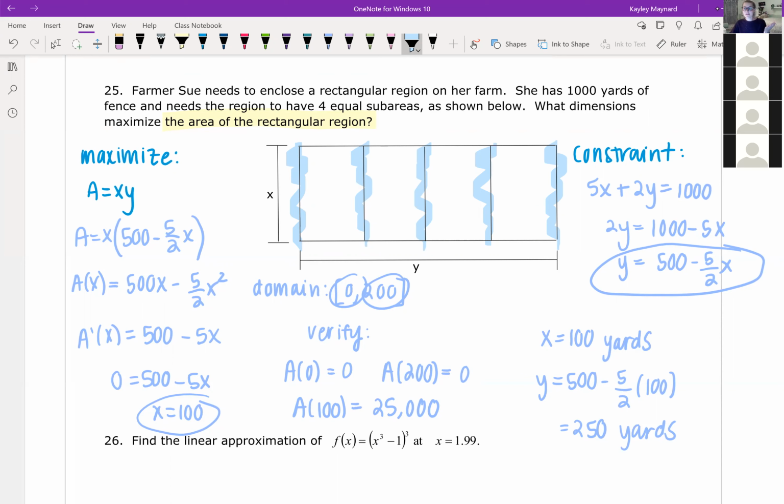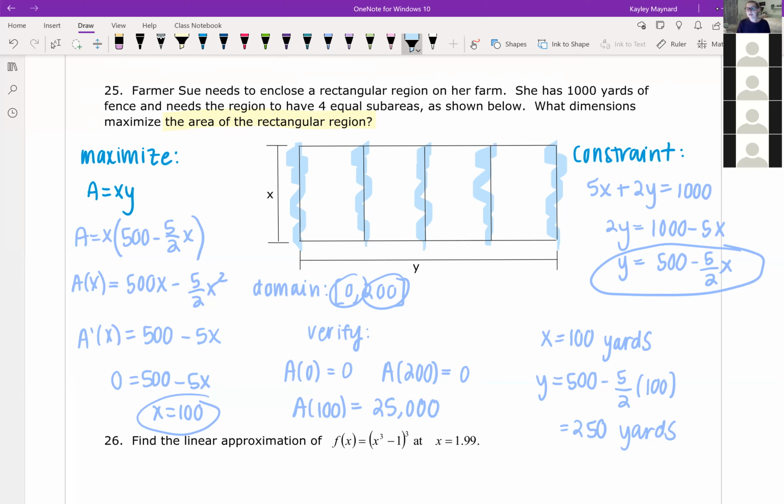You use none of the fencing on the x's, or you use all of the fencing on the x's. If you use all 1,000 yards of fencing on these x's right here, you have 5 x's and 1,000 yards of fencing, so each x would be 200. That's how I got 200, because 1,000 divided by 5 is 200.